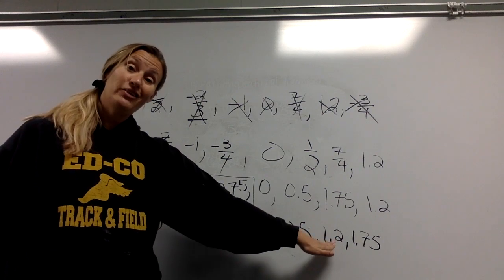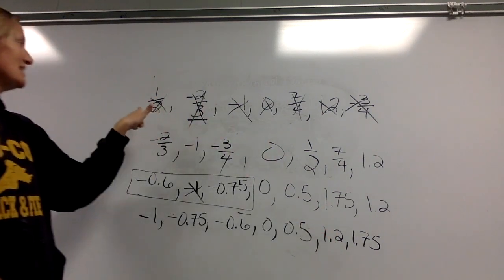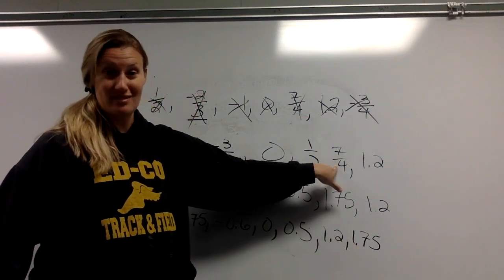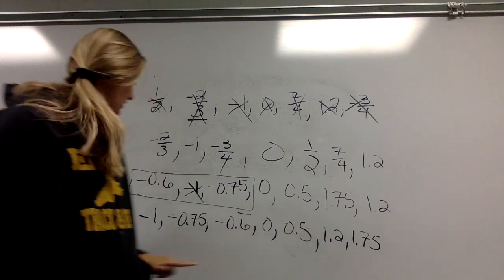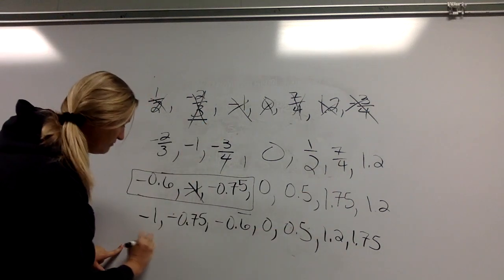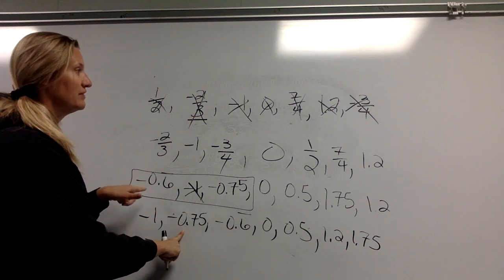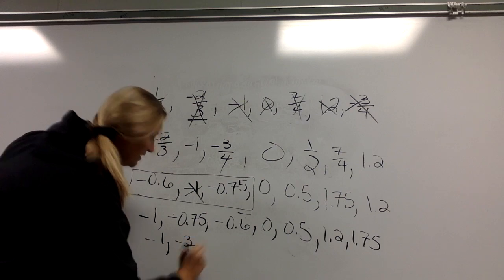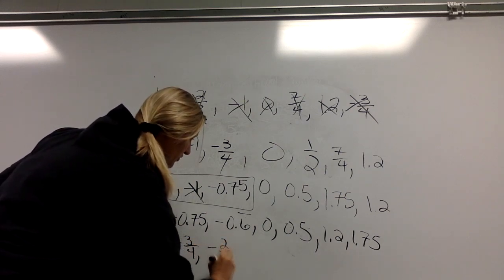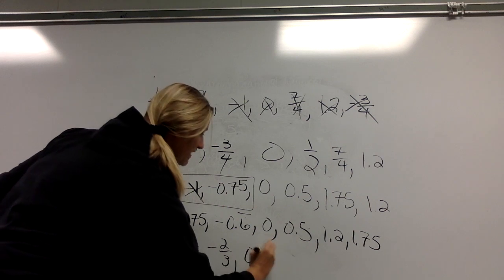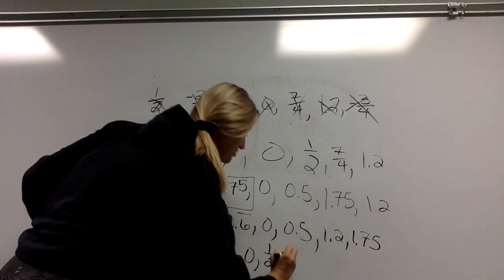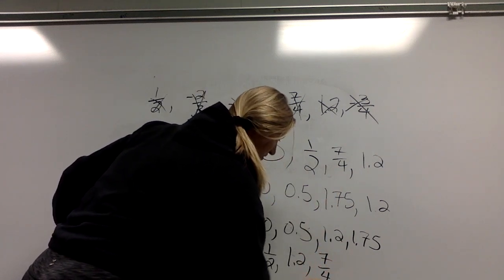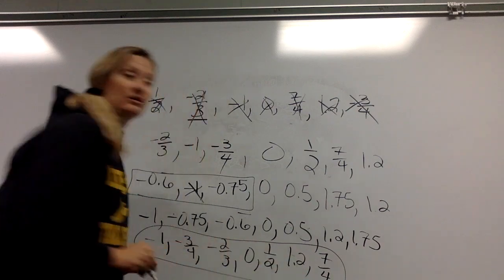And you may think you're done. You're not, because it needs to be rewritten. I can't leave this as 1.75. I need to rewrite this so that I have my original fractions in there. So negative 1 was originally negative 1. Negative 0.75 was originally negative 3/4. And negative 0.6 repeating was negative 2/3. 0 was 0. 0.5 was originally 1/2. 1.2 was 1.2. And 1.75 was 7/4. So that would be the final answer.